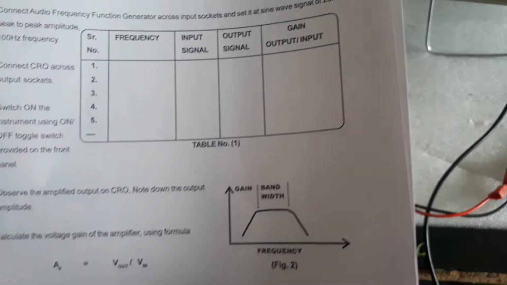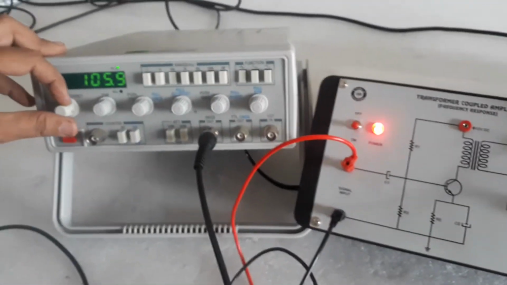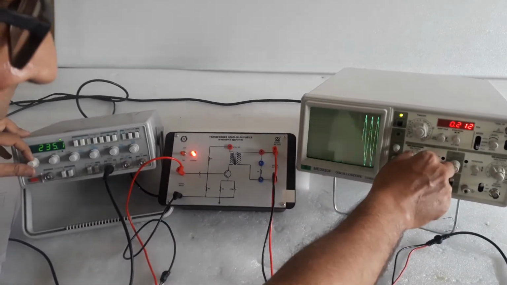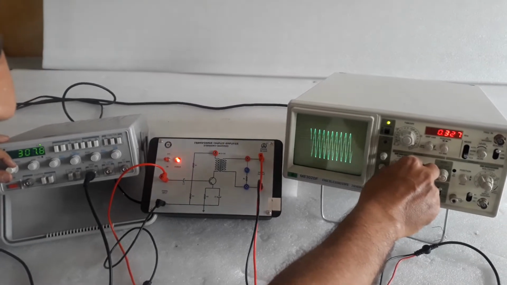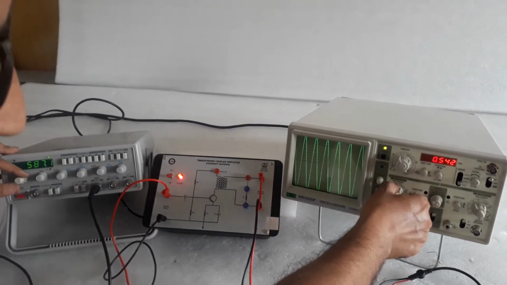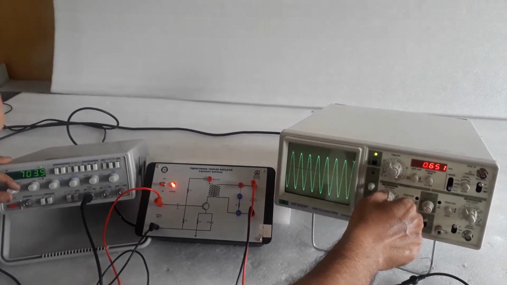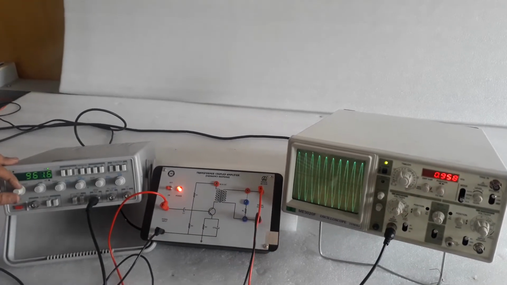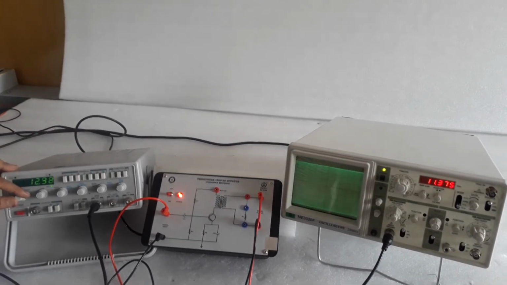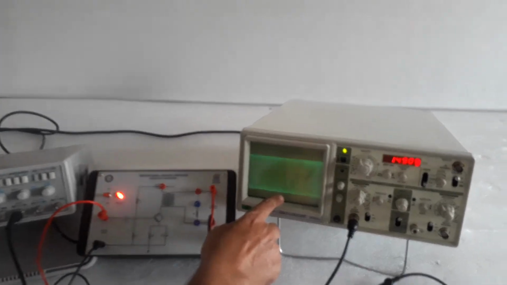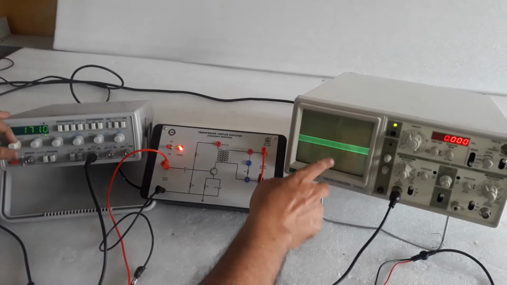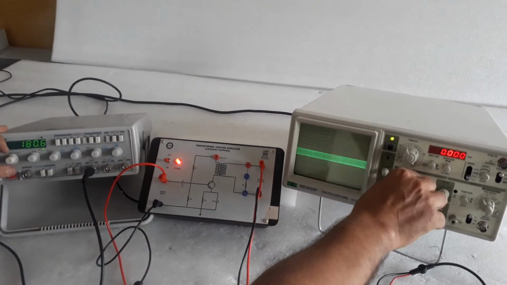Here, increase the frequency from the function generator. Here, see the amplifier output on the CRO. Increase in small steps. Here the frequency is now 100 kilohertz. Note down the frequency and amplitude.